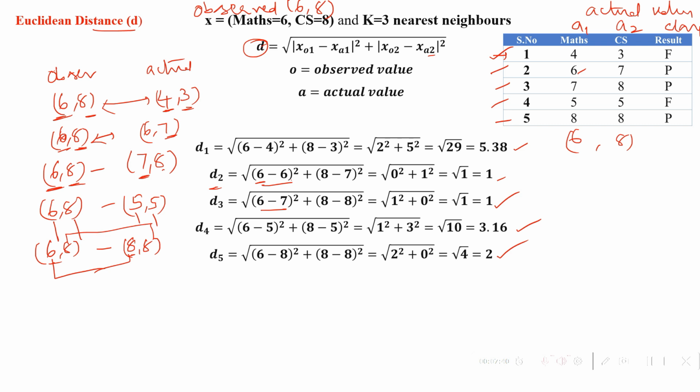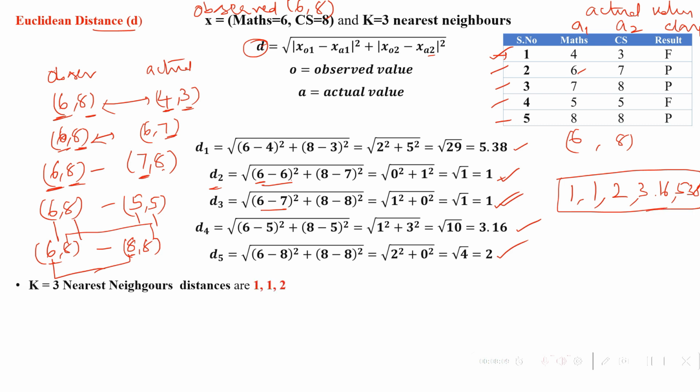Now based on this information, we are going to sort all the distances in ascending order, that means from the smallest distance to the largest distance: 1, followed by 1, followed by 2, followed by 3.16, and followed by 5.38. These are the order in which we are assigning all the smallest distances to the largest distances.